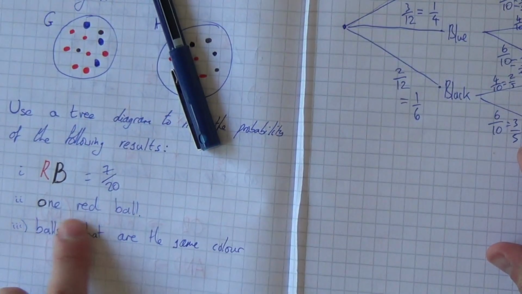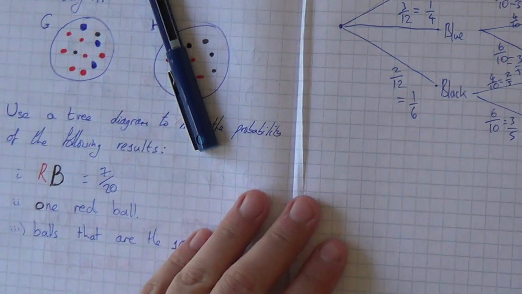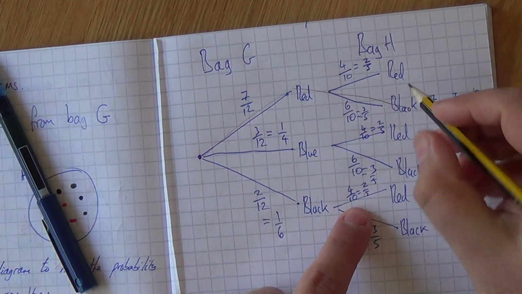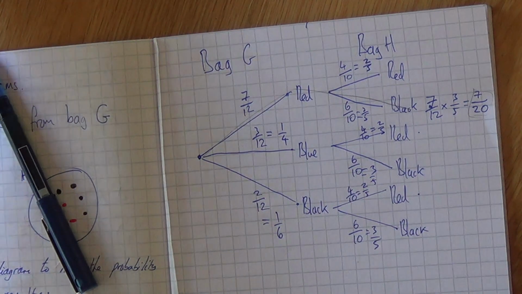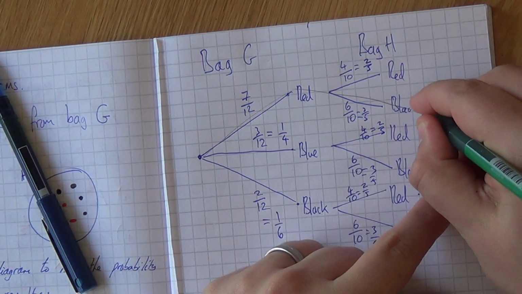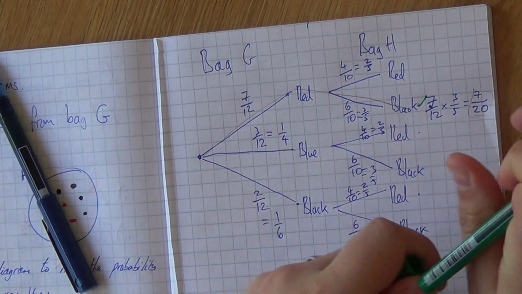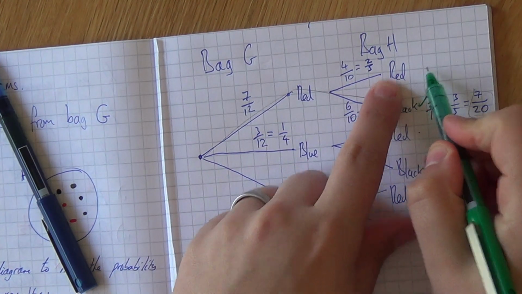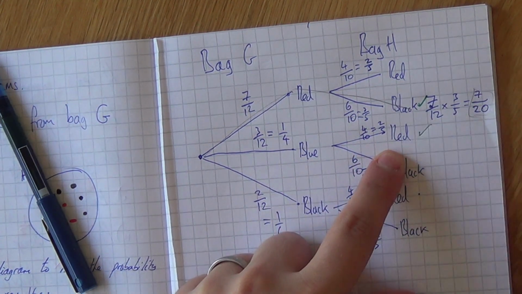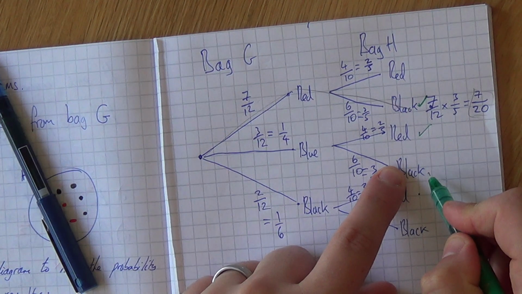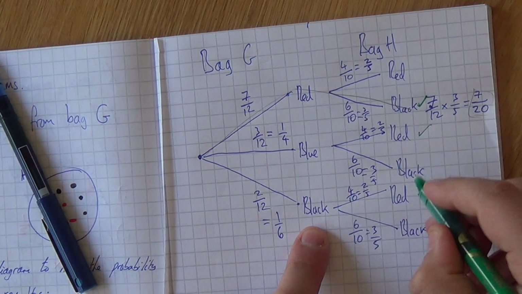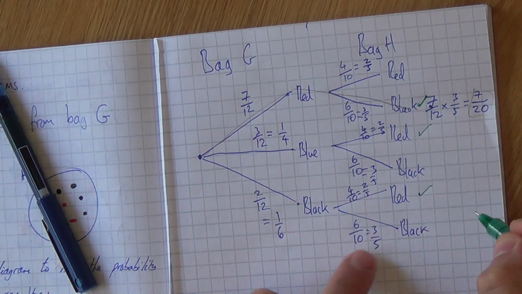Now this is a bit trickier, getting one red ball. Now there are lots of ways to do that. I like to tick them as I go. I'm going to start using green to stand out a bit. So this is one red ball. Red then red is 2, that doesn't count. Blue then red is one red ball. Blue then black hasn't got any. Black then red has one red ball, and black then black doesn't have any.